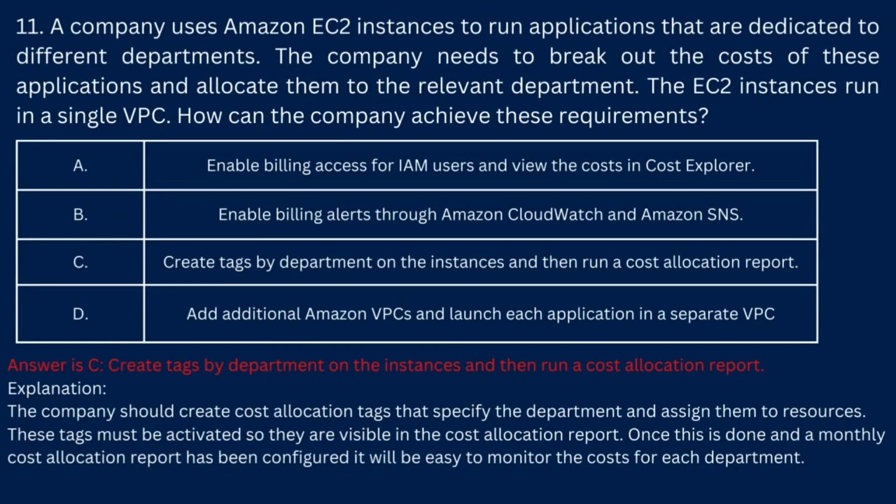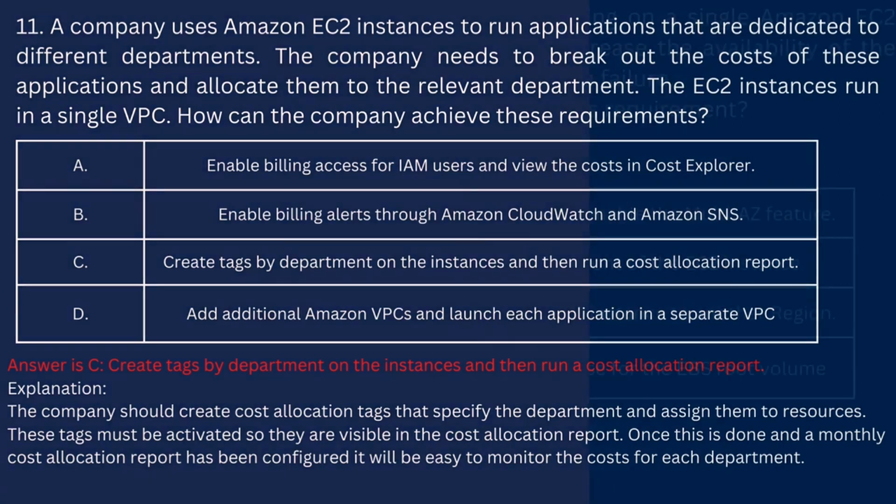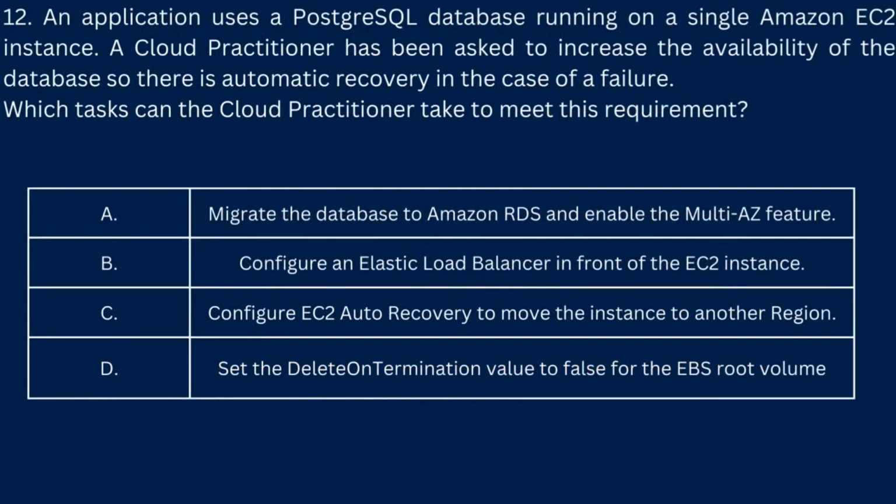The correct answer is C. Create tags by department on the instances and then run a cost allocation report is the correct answer. Explanation. The company should create cost allocation tags that specify the department and assign them to resources. These tags must be activated so they are visible in the cost allocation report. Once this is done and a monthly cost allocation report has been configured, it will be easy to monitor the costs for each department.